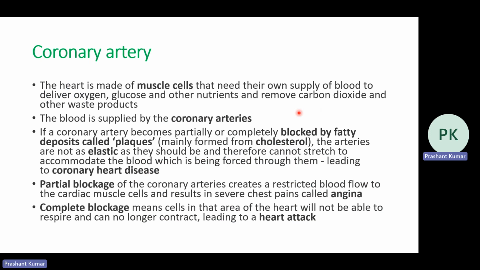What is a coronary artery? The heart is made up of muscle cells and they need their own supply of blood to deliver oxygen, glucose and other nutrients and remove all the waste substances. Obviously, we have to keep regulating it, because heart muscle cells are working 24 by 7 till the end of your life. They are doing a tremendous job, so oxygen and nutrients must be supplied as fast as possible.